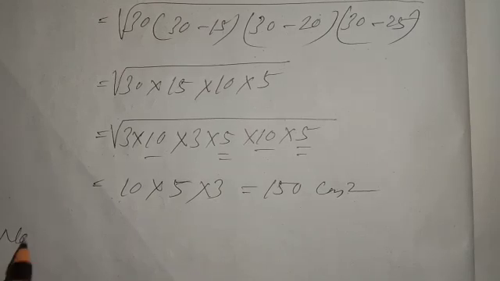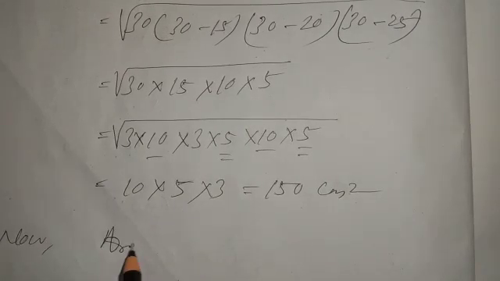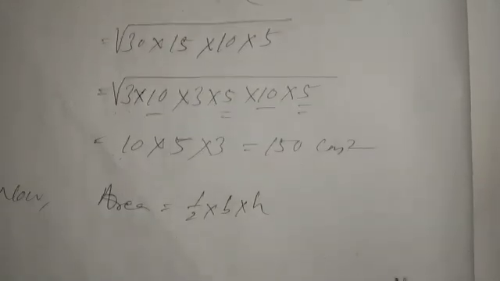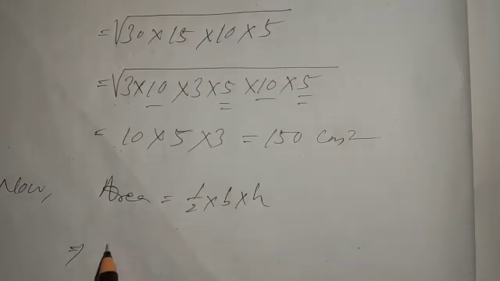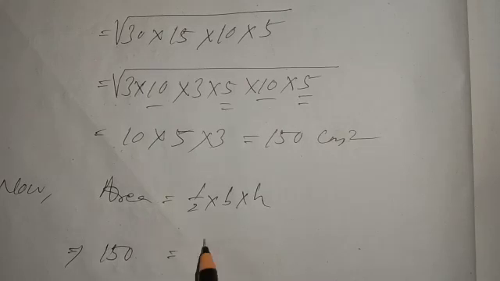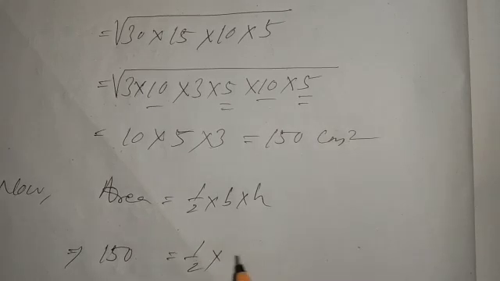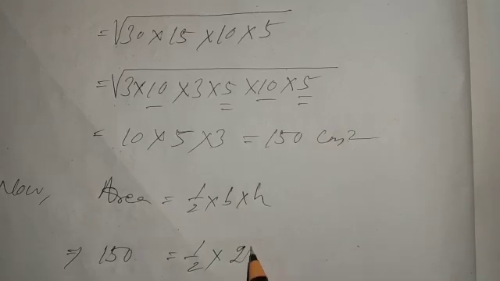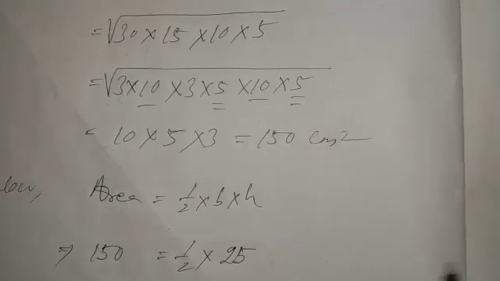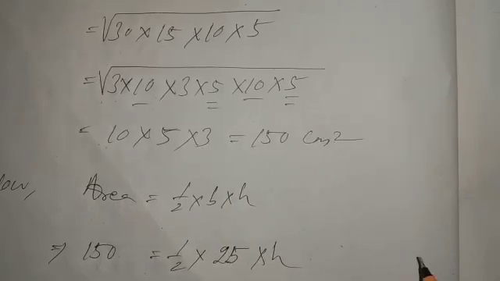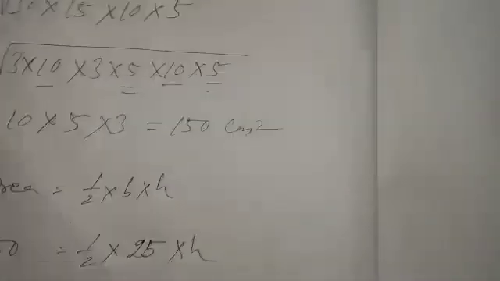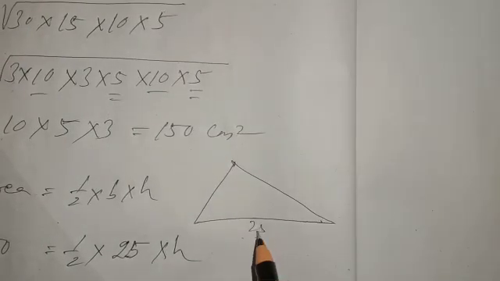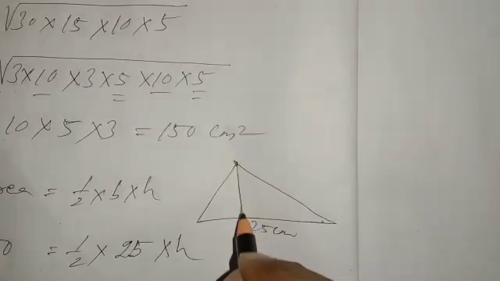Now, area is equal to how much? Half base into height. The area you got is 150 centimeter square. Half, you have to take the base as the longest side. Which is the longest side? 25 centimeters. Base is the longest side, into height. If you draw the figure like this, the longest side is 25 centimeters, and you have to draw a perpendicular on this side.